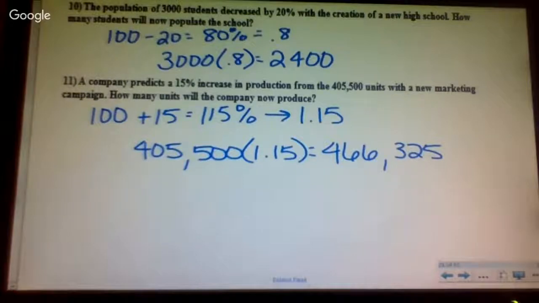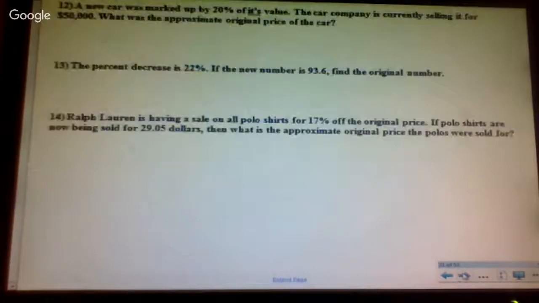Okay, this one, the ones on the back don't give you the original price. They give you the new price. So to get the new price, we multiply. To get the original price, we're going to divide. That's all that changes here. Nothing else changes. So instead of multiplying, we're going to divide.